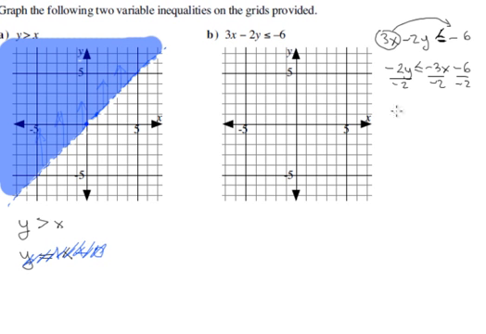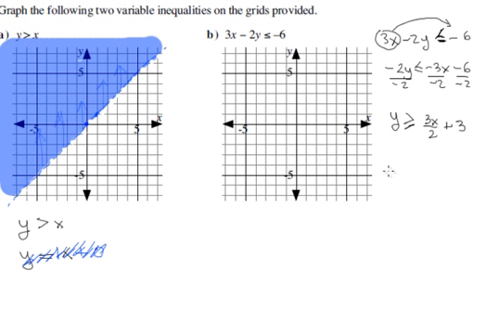Negative 2y divided by negative 2 leaves y. Negative 3x over negative 2 gives 3x over 2. The negatives cancel, which is nice. Negative 6 divided by negative 2 gives plus 3. And because we've divided by a negative value, the inequality flips around to look like this. Y is greater than or equal to 3x over 2 plus 3.